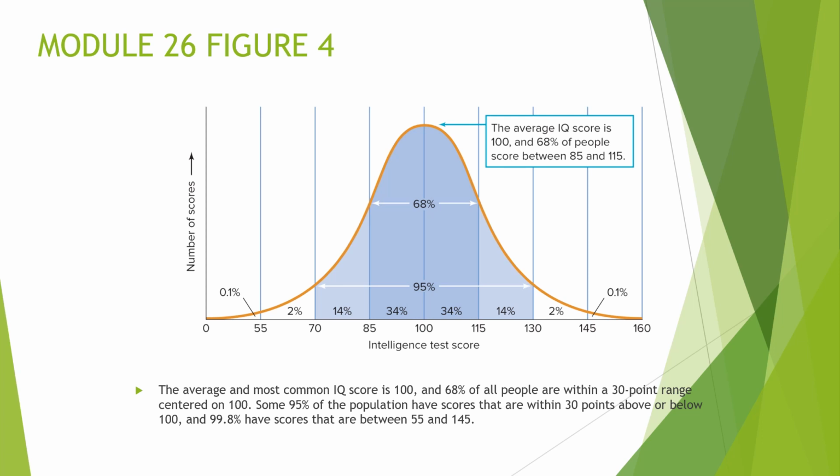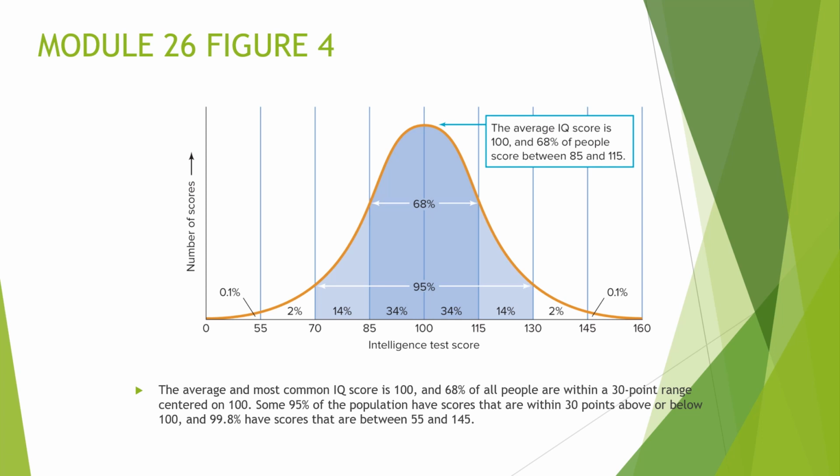And 68% of people score between 85 and 115. Then you have a few less people that score between 70 and 130, right? That's about 14% and 14%. And then you have even fewer, 2%, that are extremely low on their intelligence or extremely high on their intelligence. And then we have an even smaller percent that are under 55 or above 145.